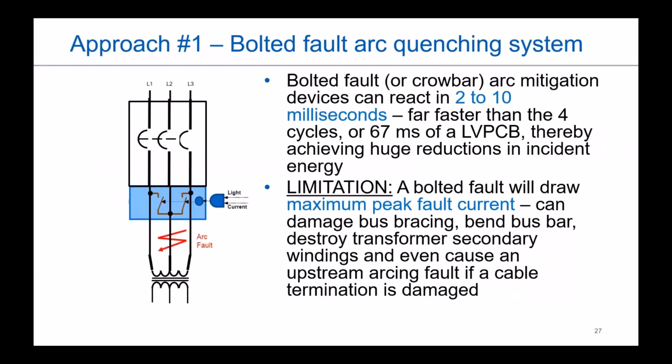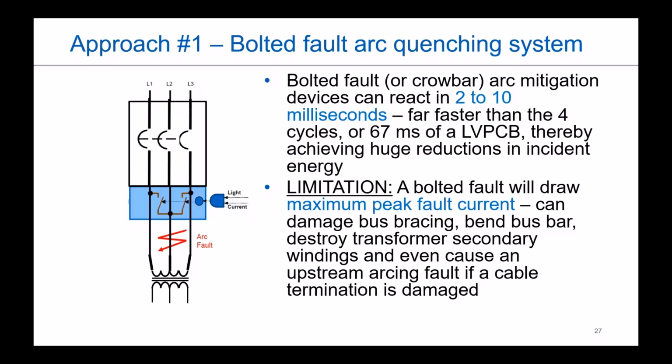So the first one's the bolted fault approach, sometimes called a crowbar system. So some of you may be very familiar with this. Crowbar systems have been around for quite a while. The idea is that anytime an arcing fault is detected, it's going to initiate a bolted fault essentially within the system to spike your current up, which will then cause things to trip even sooner. So the device itself can react anywhere between 2 to 10 milliseconds. So that's a lot faster than what you'd be looking at if you're talking just like a short time rating of a low voltage power circuit breaker.